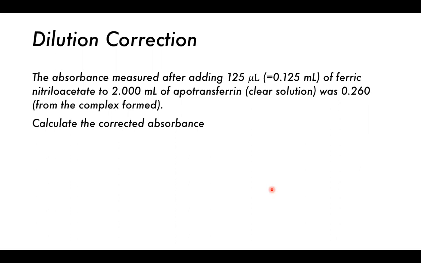The absorbance measured after adding 125 microliters, which is equal to 0.125 milliliters, of ferric nitriloacetate to 2 milliliters of apotransferrin, which is a clear solution, was 0.260 from the complex formed. And we're asked to calculate the corrected absorbance. So what is the corrected absorbance?